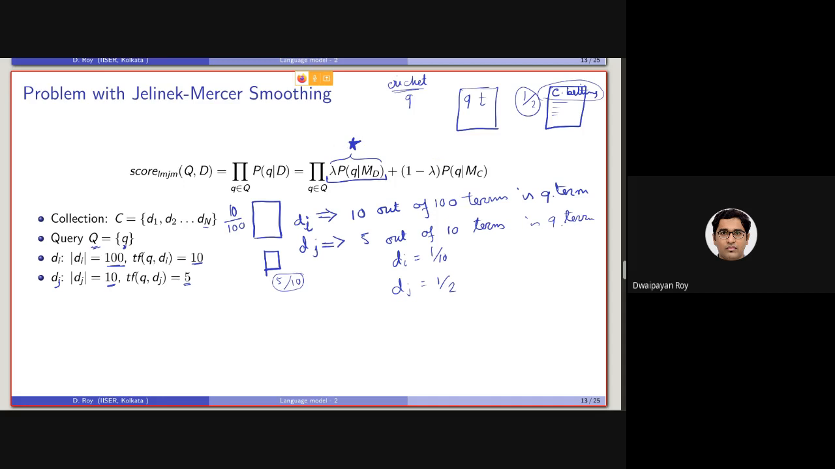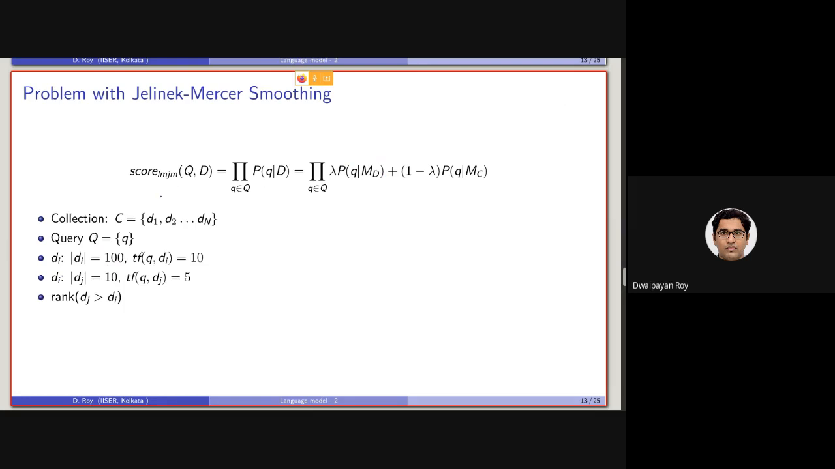Now following this major part, here it will be basically 1 by 2, isn't it? Probability of Q given MD. So Q given MD is basically, as we have discussed, the term frequency of the query term in the document by the length of the document. So here in this case, the length of the document is 2 and TF is 1. So it is a huge probability that is being assigned. So this is actually the problem with Jelinek Mercer smoothing. So this will be providing a rank higher to DJ than DI.